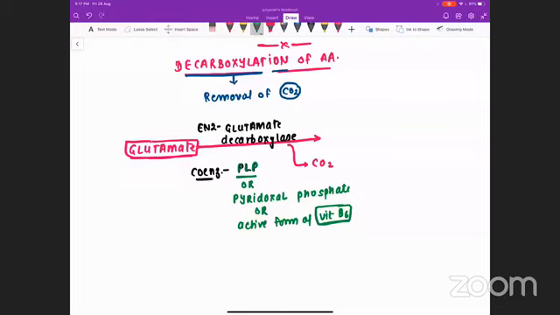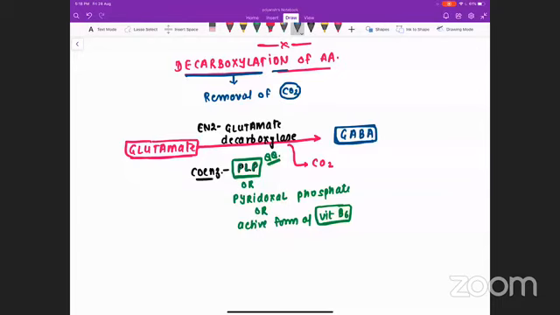So whenever we are going to do decarboxylation of amino acid, what is the coenzyme? The name of the coenzyme is PLP, that is pyridoxal phosphate. The name of enzyme is not important because it's very self-understood. If you want to do decarboxylation reaction, you require decarboxylase. So when you do the decarboxylation reaction with the help of PLP, glutamate will convert into GABA.